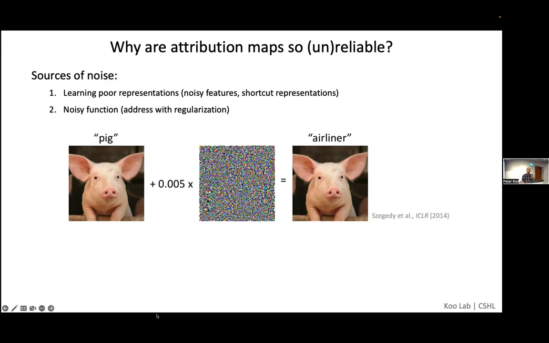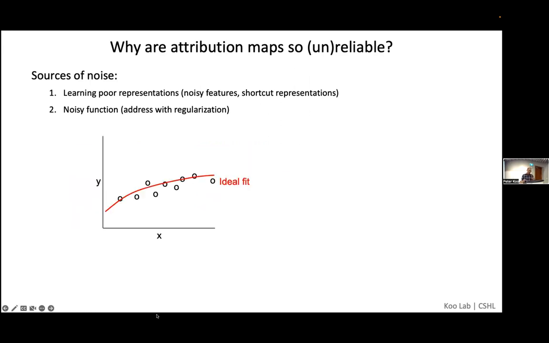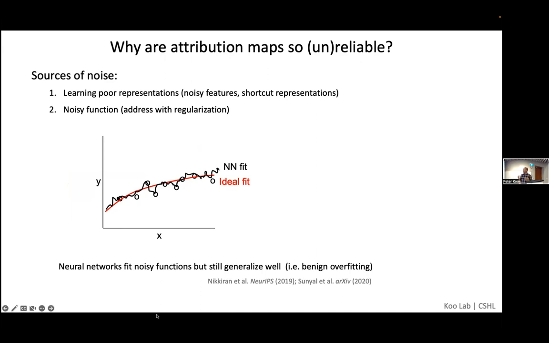But even if a model learns the perfect underlying motifs in your data set, it can still give unreliable attribution maps. It can do so if the function that the model learns is noisy. Here is an example. Take for instance this toy data set. We have this ideal fit shown in red. Now, if we have a neural network that fits a very noisy function because it got everything perfect on the training set, it still generalizes just as well as the ideal fit on held out test data because it stays close to the ideal fit.